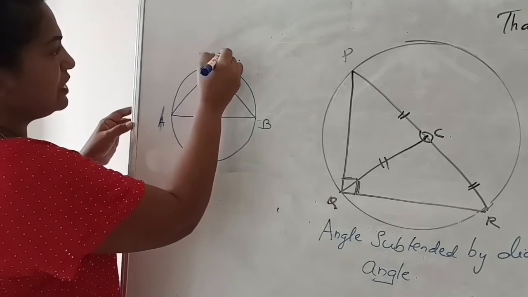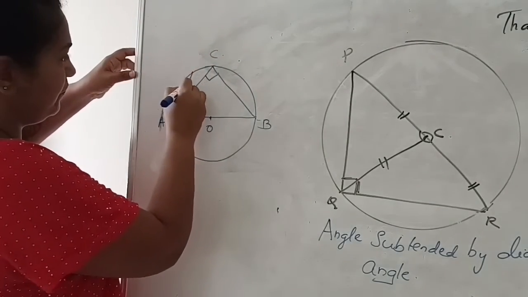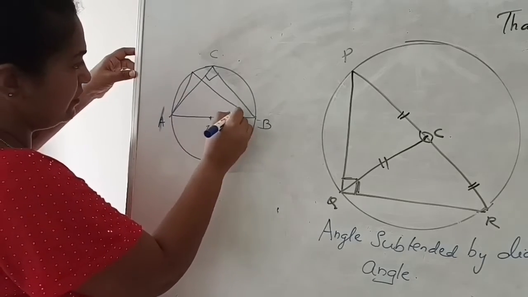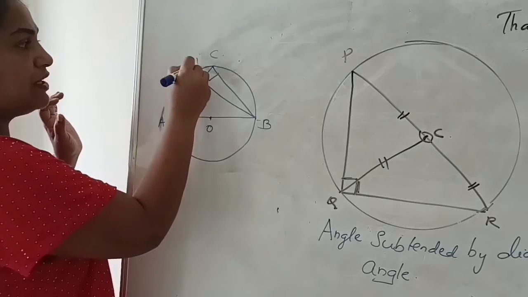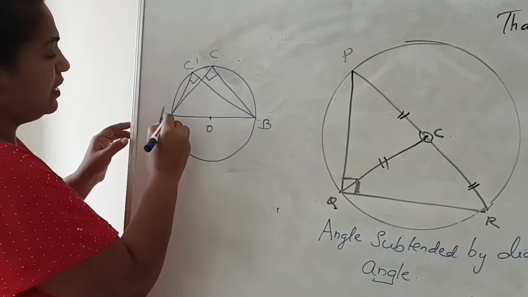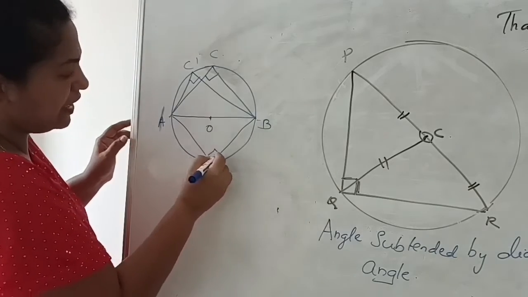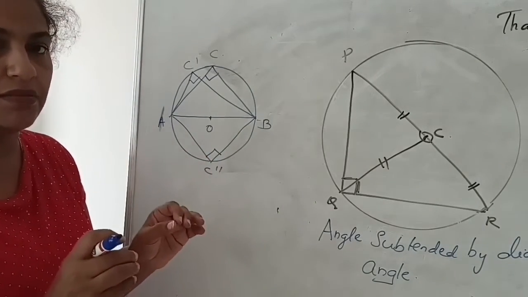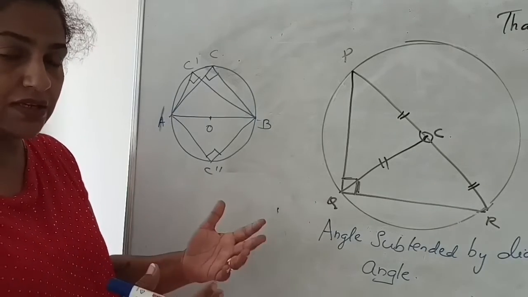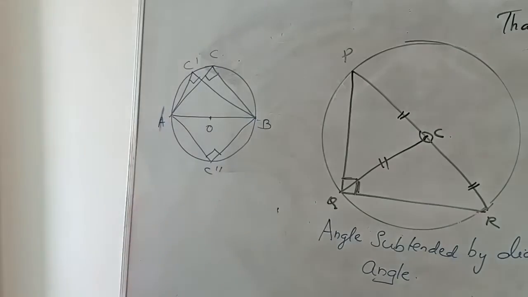Which means that this particular angle is 90 degrees. Suppose this is the angle that this particular diameter is holding over here. This angle is also 90 degrees. At any point on the circumference, the angle subtended will be equal to 90 degrees. That is Thales theorem. Now let us go back to our circumcenter and how it is related to Thales theorem.